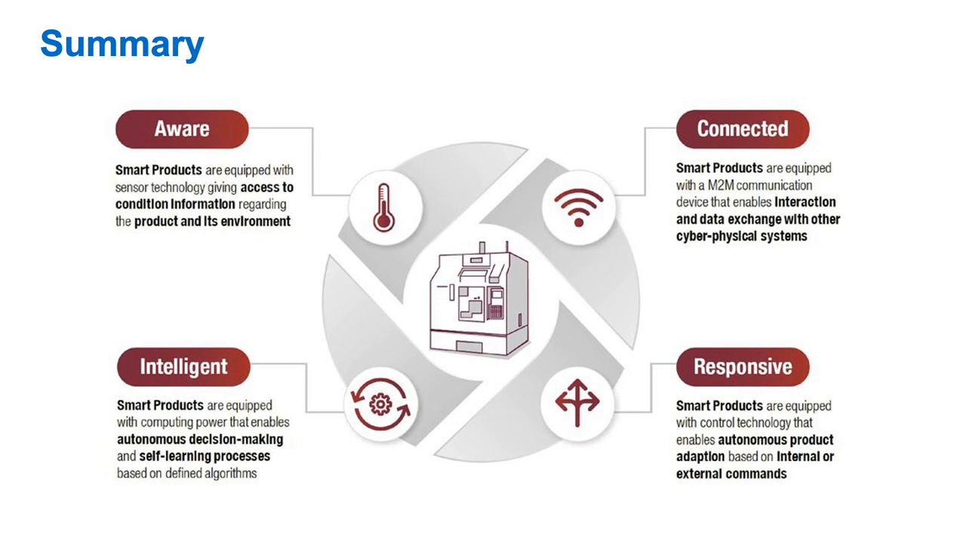Smart products are also equipped with control technology that enables autonomous product adaptation based on internal or external commands. They will also be equipped with computing power that enables autonomous decision-making and self-learning processes based on defined algorithms. With the sensor technology implemented in smart products, it gives them access to condition information regarding the product and its environment.